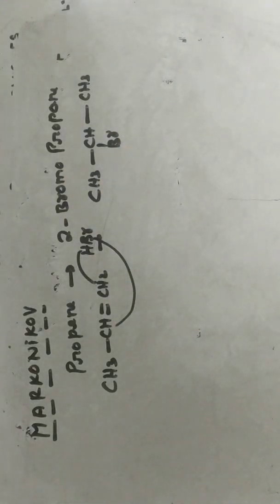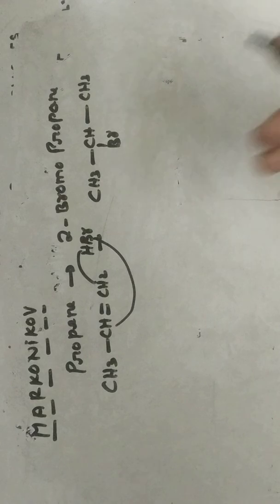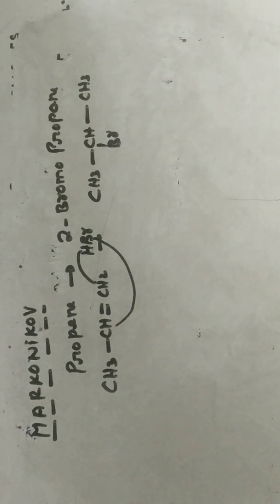Simple Markovnikov addition. Suppose you have to convert propene to 2-chloropropane, add up HCl. If you want to convert propene to 2-iodopropane, add up HI. Depending upon what halogen you have to add, you can use that particular HX.